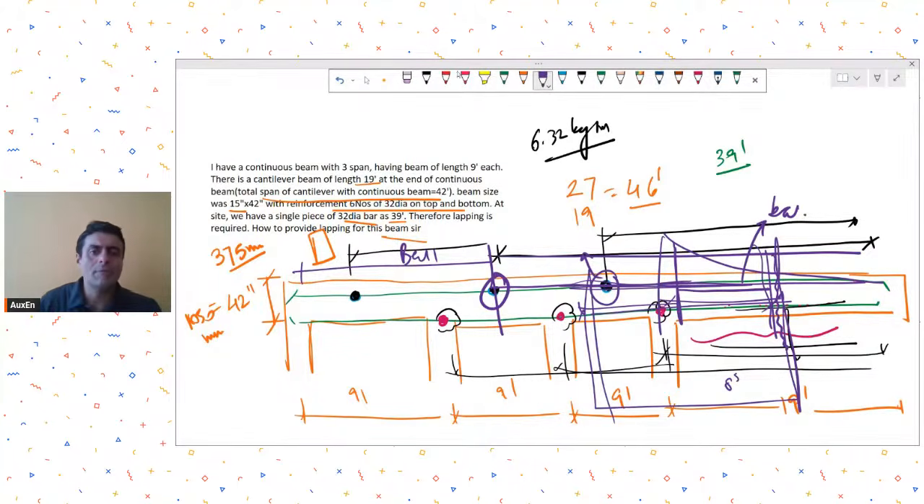And see, the basic principle of lap is that you are providing a lap so that the full development length of the bar gets generated. So anyway, you will be providing the lap over the full development length requirement. Okay.